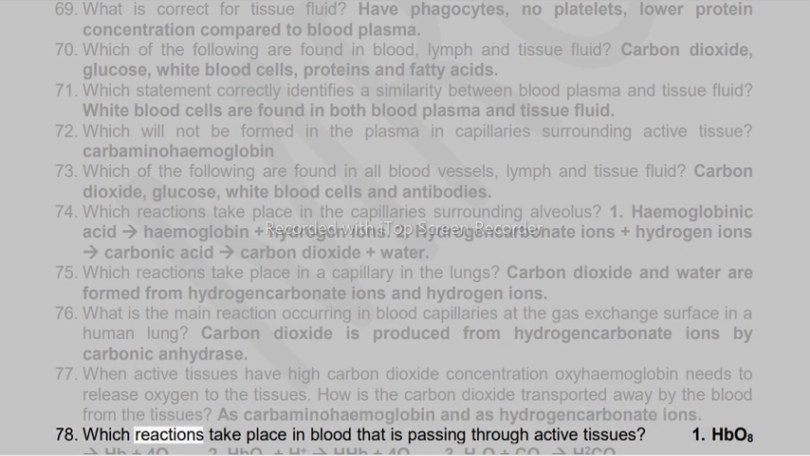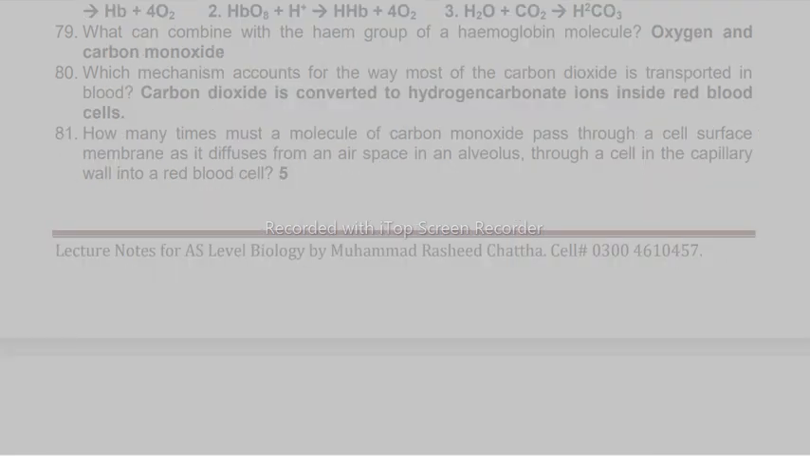78. Which reactions take place in blood that is passing through active tissues? 1. HbO8. Hb plus 4O2. 2. HbO8 plus H+ to HHb plus 4O2. 3. H2O plus CO2 to H2CO3.